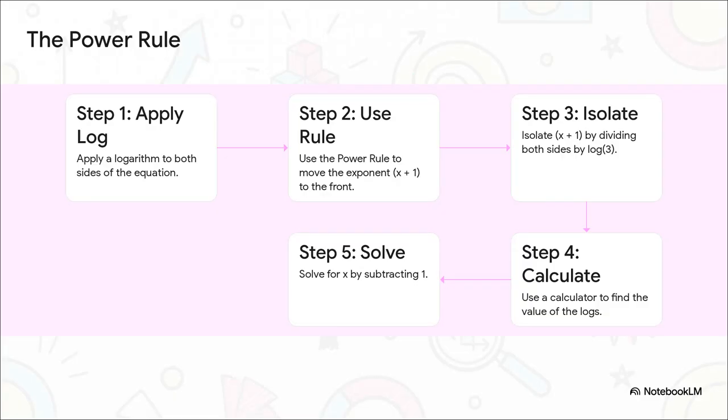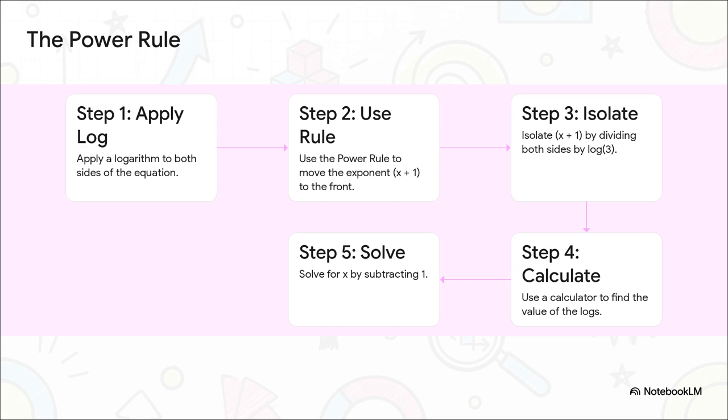All right, here's the game plan. Step 1, we're going to apply a logarithm to both sides of the equation. We can do that because, in algebra, what you do to one side, you have to do to the other to keep things balanced. Step 2, here comes the magic. Logs have this superpower called the power rule. It lets us take whatever is in the exponent, in this case that whole x plus 1 chunk, and just bring it right down to the front to multiply. Look at that! Our x is no longer trapped up there.